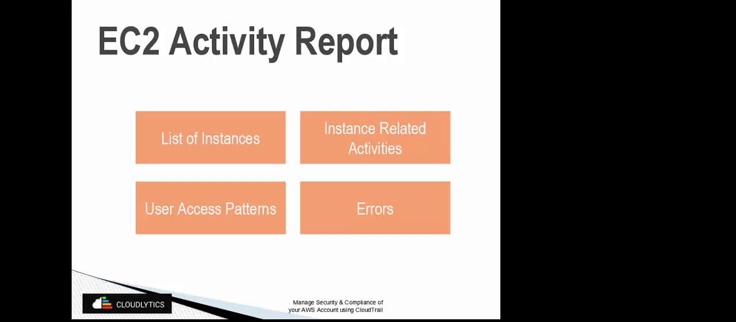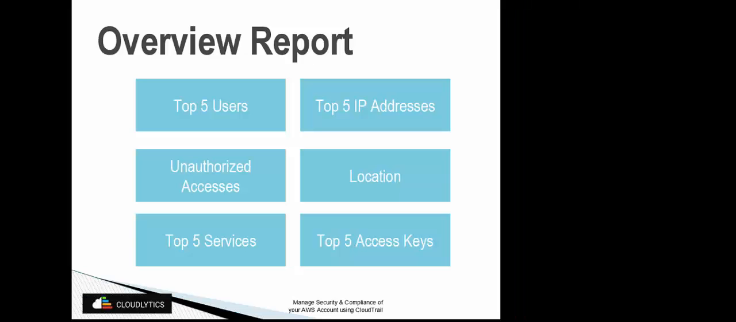The next report is the EC2 Activity Report. This report mainly concentrates on accesses that were being made to your EC2 instances. Any of the activities or API calls related to an instance will be shown here. A few of the things it shows are the list of instances to which API calls were made and activities related to a certain instance. So if you provide a specific instance, you can see the activities related to it.